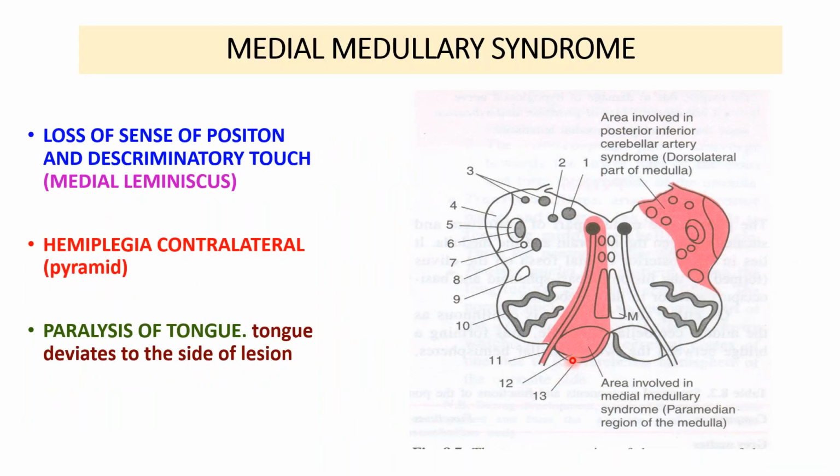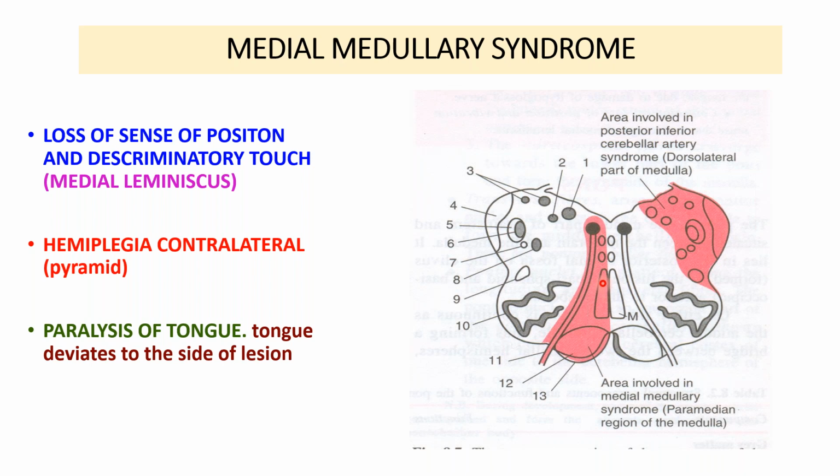Now, medial medullary syndrome. This is the area which is affected in the medial medullary syndrome, which is involving the paramedian region. So in this area, the tracts that will be involved are in the paramedian region. What did we see there? From ventral to dorsal, if we go, the ventral-most area was the pyramid. Then on both the sides there was the medial lemniscus, which is carrying proprioception, touch, fine touch, discrimination, localization, vibration sensations, right?